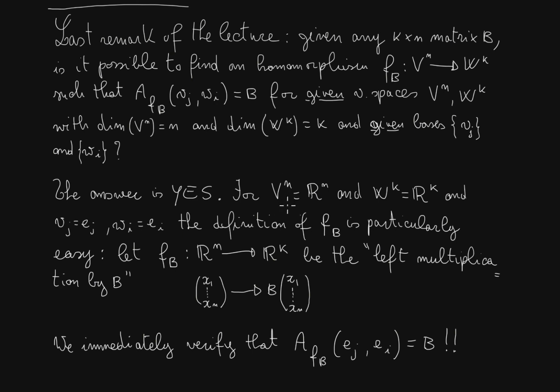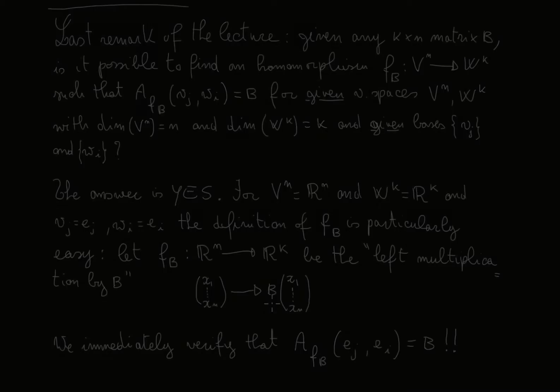Vice versa, any matrix, in this case we call it B, any matrix B can be the associated matrix of a homomorphism for any given choice of bases of the domain and the codomain. So we fix the bases of the domain and the codomain. We can find a homomorphism between V and W that will have that associated matrix with respect to this choice of bases. And here is an easy example, an easy particular case of how it works.